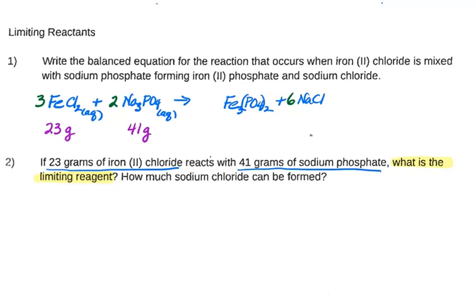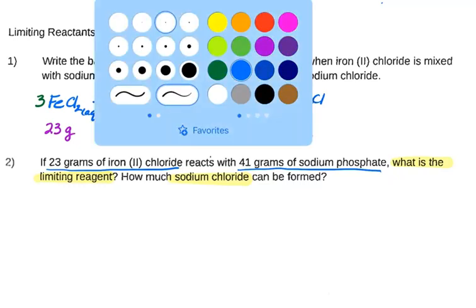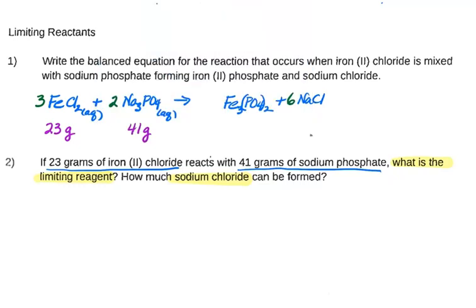Okay? And in this case, they're going to give us what we're going to make. And it tells us we're making sodium chloride. So that's the only thing I'm going to look at. Okay? So what I want to do is determine how many grams iron chloride makes. So I'm going to look at my iron chloride, and I want to know how many grams of sodium chloride that will make? Okay, so that's one thing.